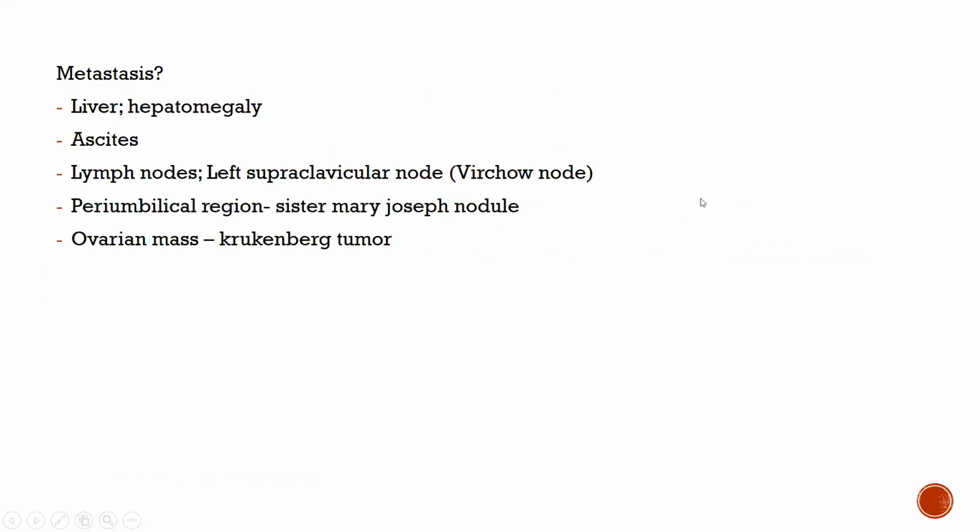Okay, so before, when we were going through the signs and symptoms of gastric adenocarcinoma, we said it metastasizes. Where does it go to? It goes to the liver. It causes what? Hepatomegaly. And like anything associated with the liver, you can get ascites.